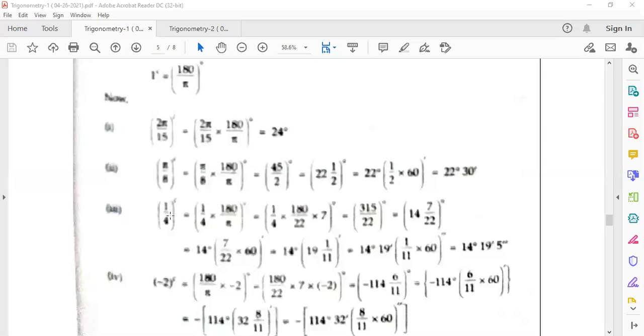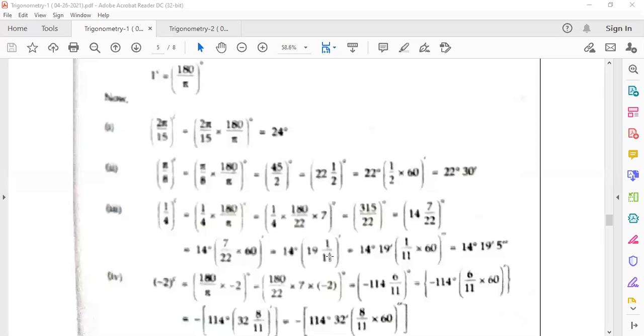Look at here, 1 by 4 radian. 1 by 4 radian means 1 by 4 into 180 by pi. Then putting the value of pi as 22 by 7, 22 is coming into the denominator and 7 is coming into the numerator. After that it is coming 315 by 22 degree. Then it is 14 and 7 by 22 degree. Then 7 by 22 degree is converted into minutes, 7 by 22 into 60, then it is coming 19 and 1 by 11 minutes.